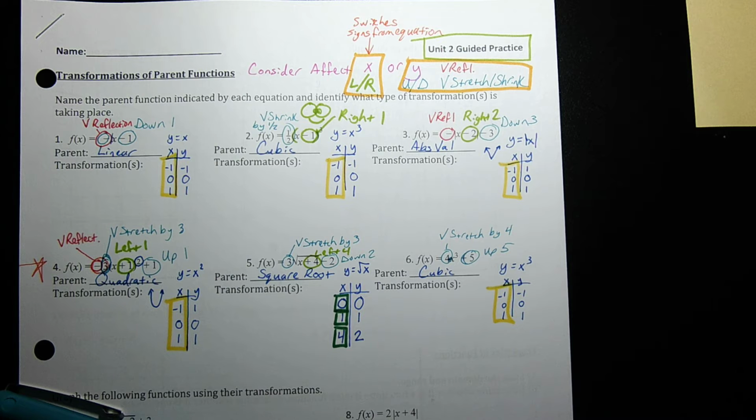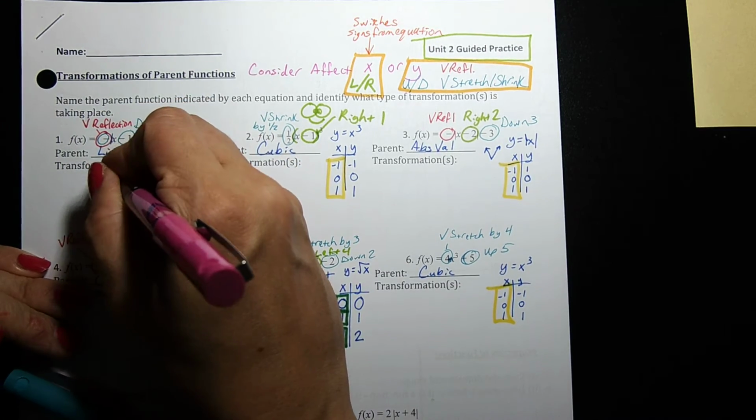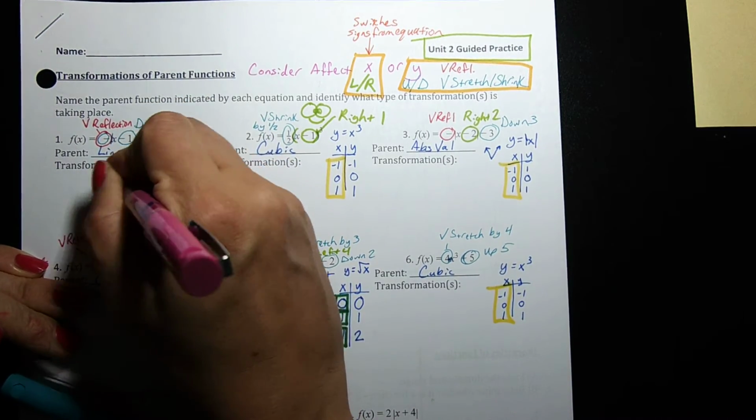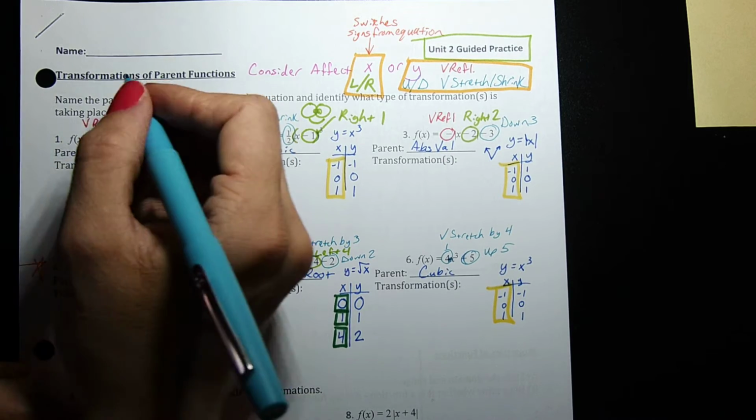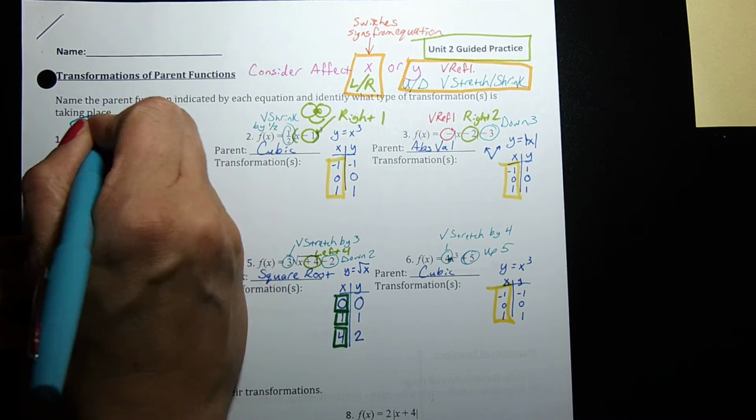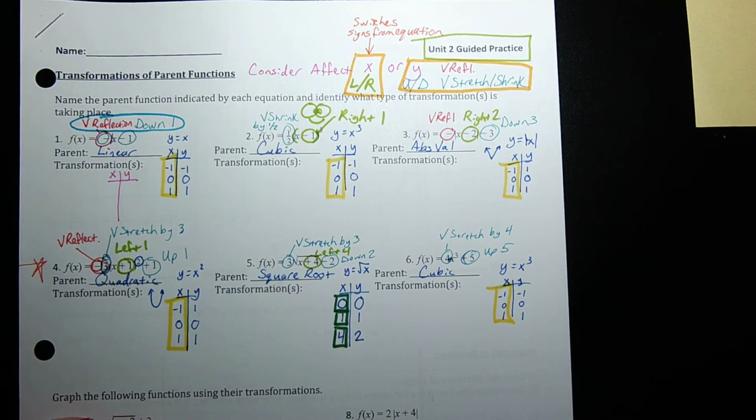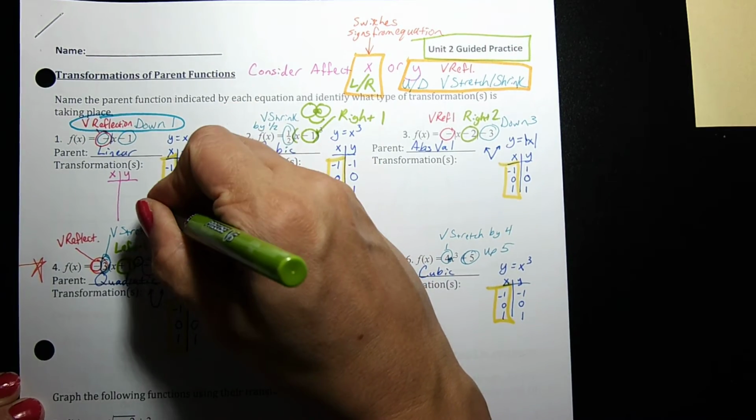So folks, we are just going to show what we would do to each of these parent tables using those transformations. So folks, starting with number 1, do I have anything that's affecting X? Nope. So vertical reflection and down 1 are both affecting Y. So my X values are going to stay the same. So these parent table values will remain the same.